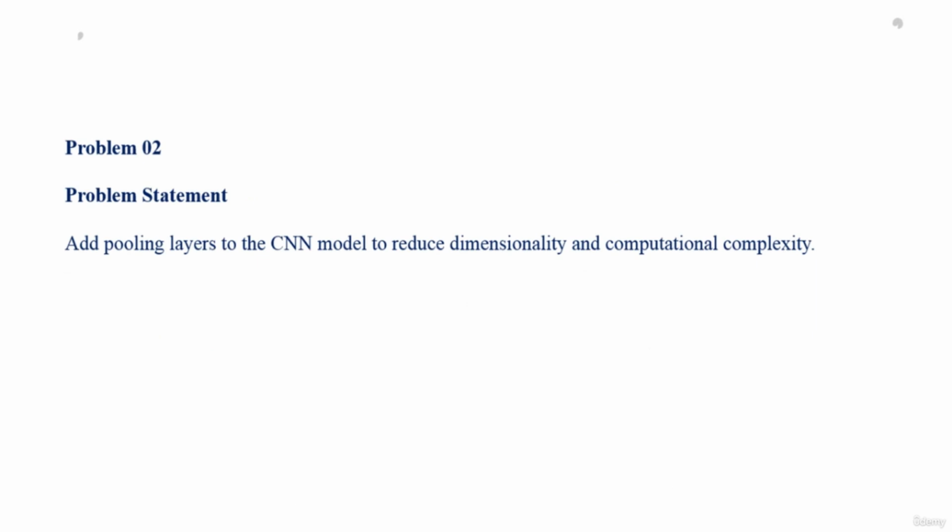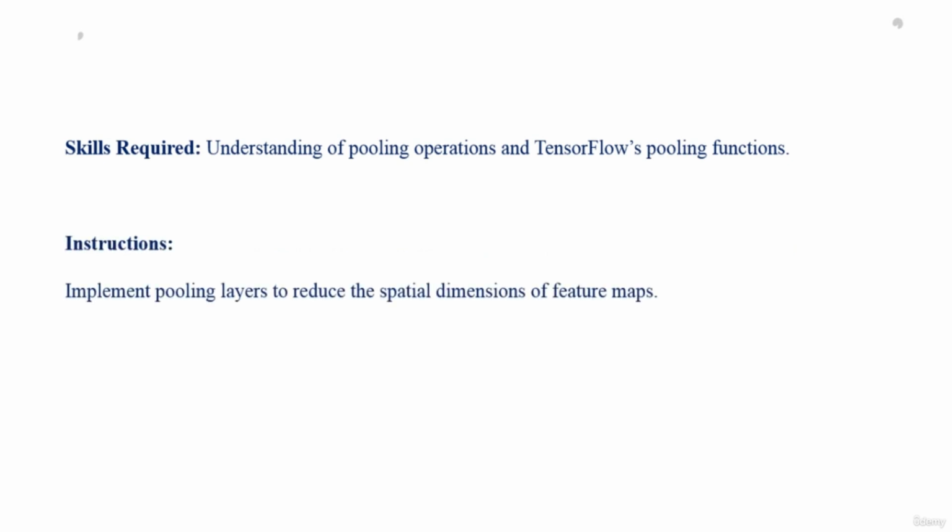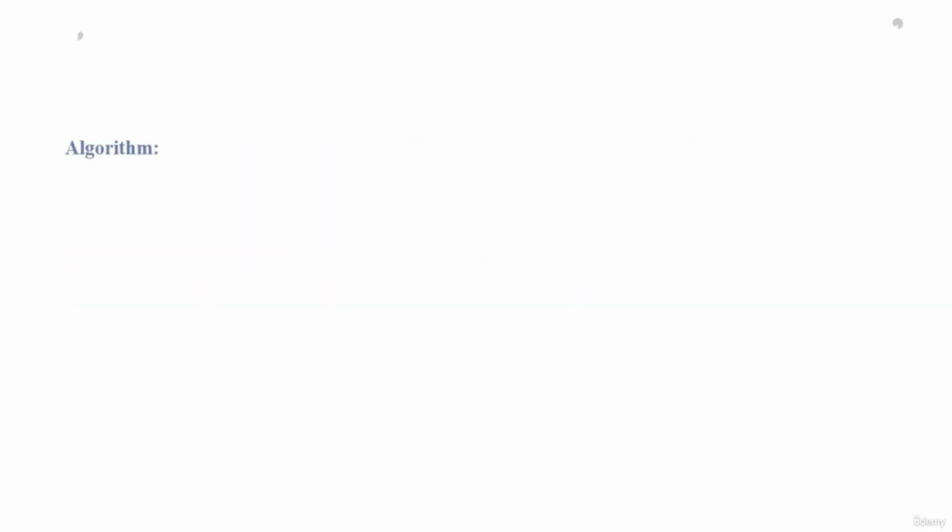Problem 02. Problem statement. Add pooling layers to the CNN model to reduce dimensionality and computational complexity. Skills required: understanding of pooling operations and TensorFlow's pooling functions. Instructions. Implement pooling layers to reduce the spatial dimensions of feature maps.